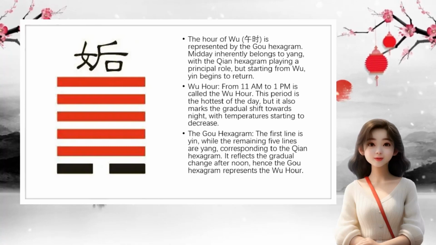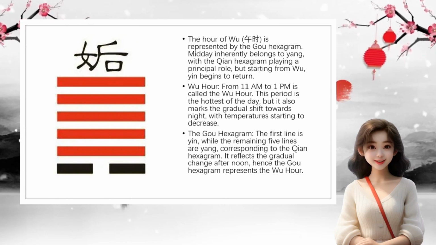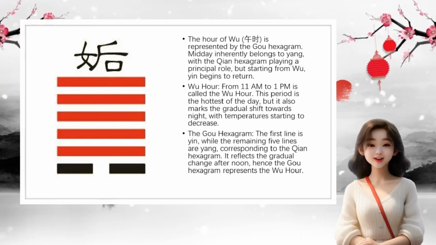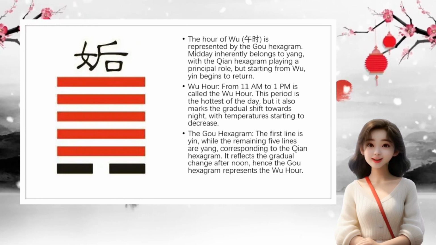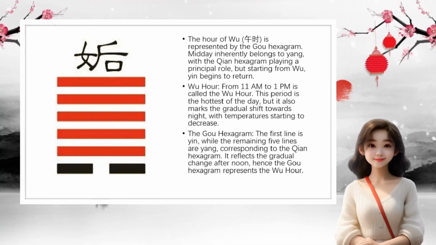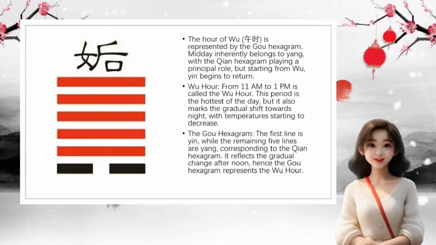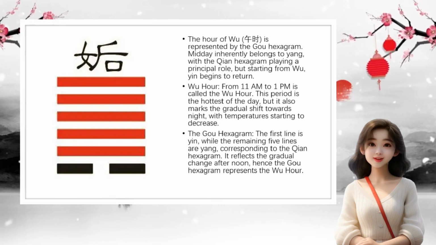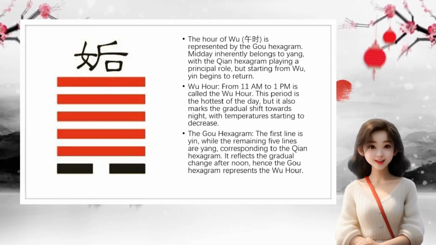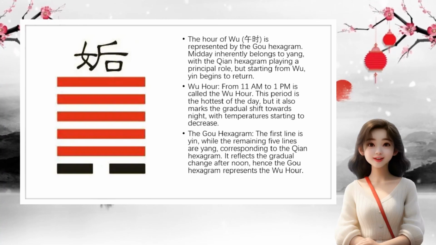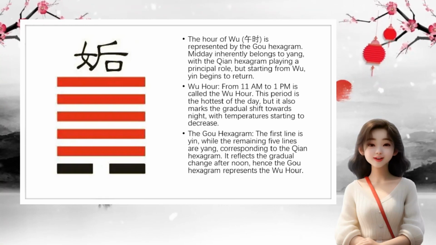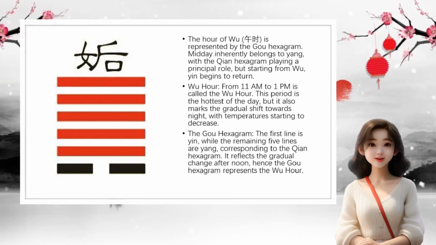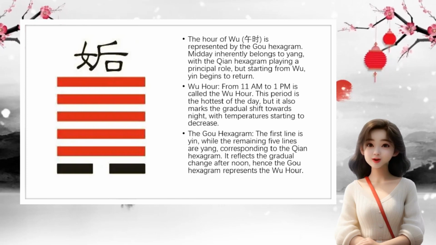The hour of Wu is represented by the Gou hexagram. Midday inherently belongs to yang, with the Qian hexagram playing a principal role. But starting from Wu, yin begins to return. Wu hour, from 11 a.m. to 1 p.m., is called the Wu hour. This period is the hottest of the day, but it also marks the gradual shift towards night, with temperatures starting to decrease. The Gou hexagram. The first line is yin, while the remaining 5 lines are yang, corresponding to the Qian hexagram. It reflects the gradual change after noon. Hence the Gou hexagram represents the Wu hour.